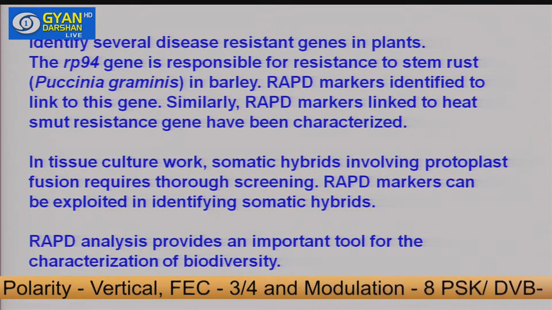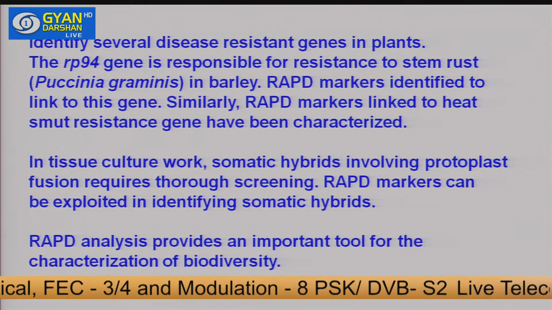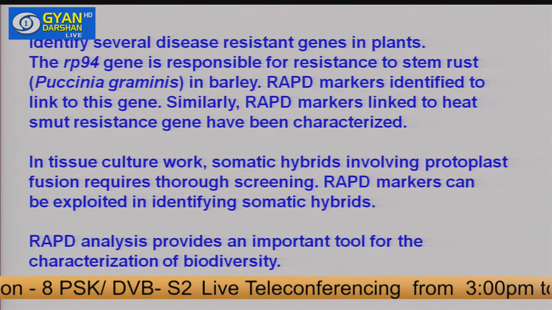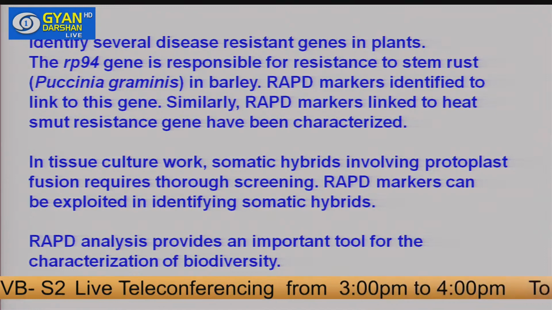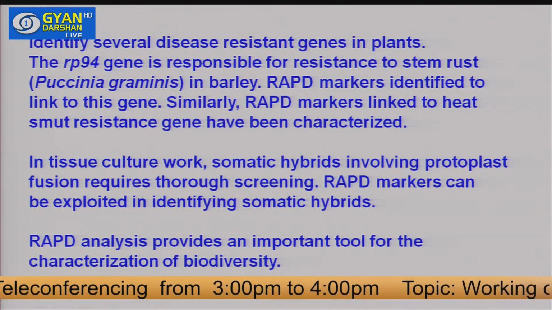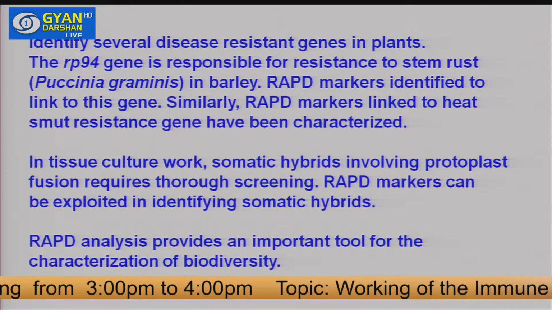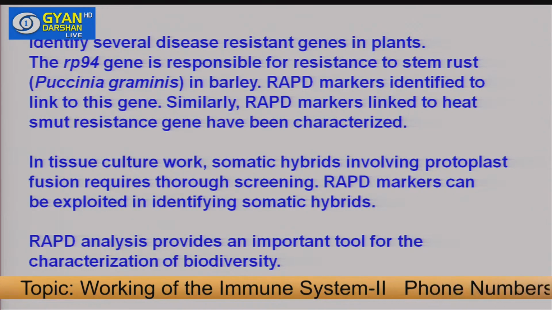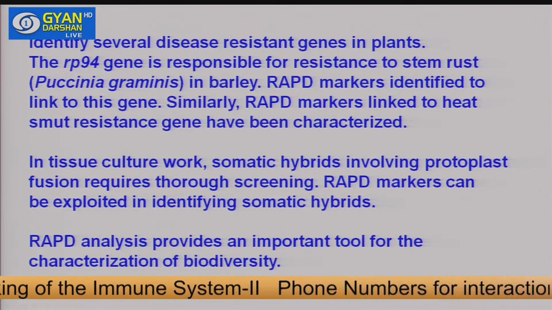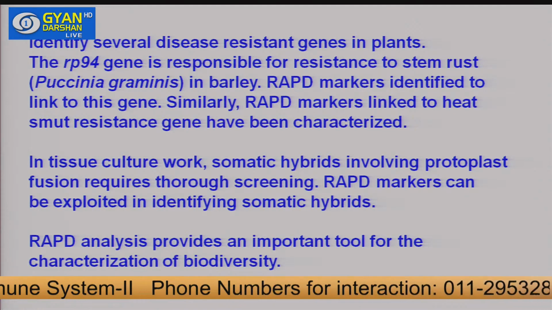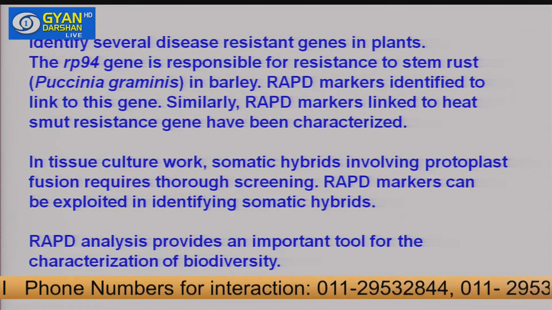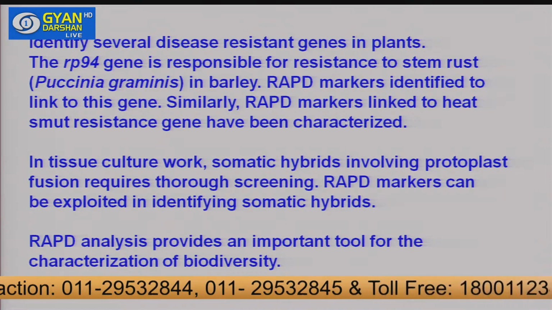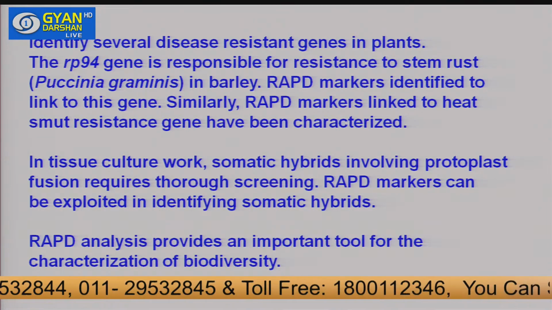In tissue culture, somatic hybrids involving protoplast fusion. This is a very popular technique. We call it somatic hybridization, where you can fuse protoplasts from two different species or even from two different genera. It is possible, and you can create a somatic hybrid. Mostly we use this protoplast fusion technique where the traditional crossing or traditional hybridization process fails. So there we try to fuse the protoplasts and see if you can generate a hybrid.